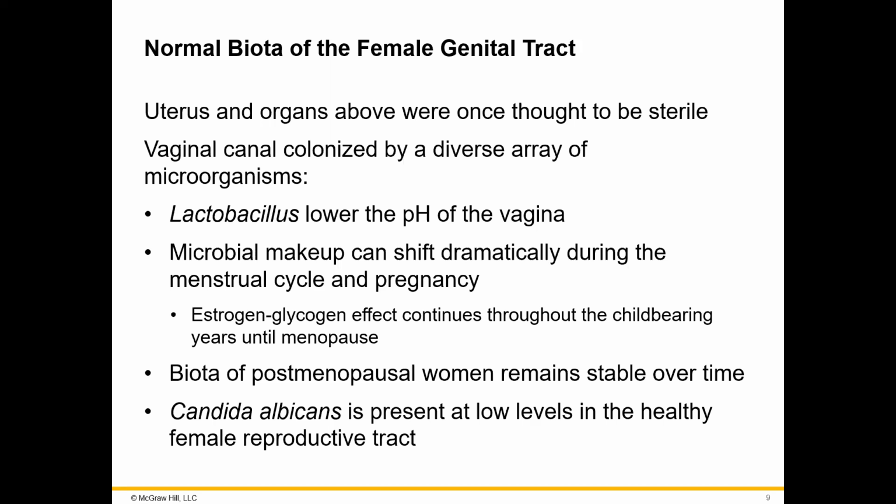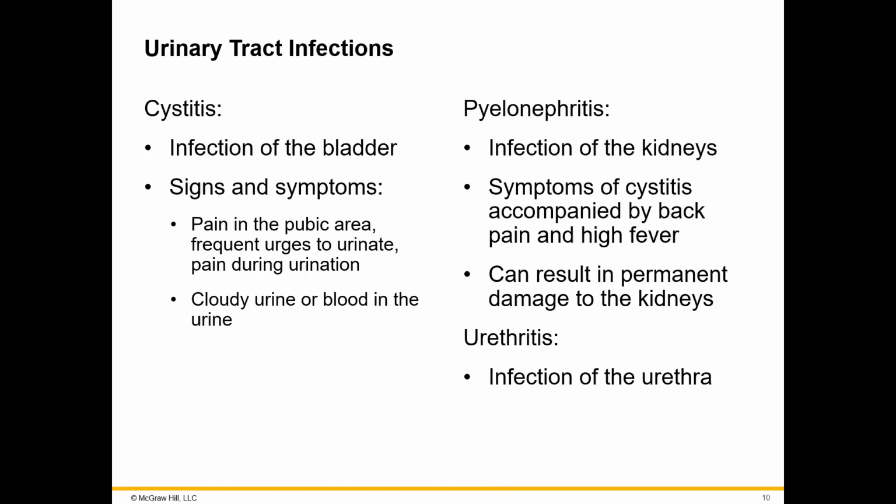But once you are postmenopausal, your biome is pretty much going to stay the same. As you're encountering those sexual partners, whether you're male or female, that's going to change your biota as well. Candida albicans is present in low levels in the healthy female reproductive tract. It's just whenever we eliminate the bacteria due to whatever circumstance that the yeast will then overgrow, causing a superinfection.